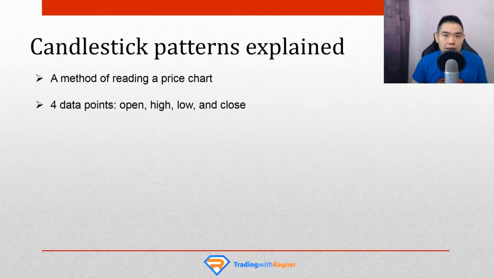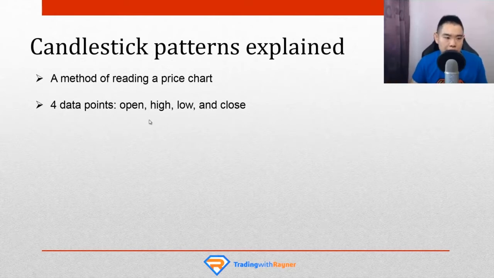One thing to understand is that there are 4 data points for every candlestick. You have the opening price, the closing price, and the high and low of the session. So if your candlestick is, let's say, on a 1 hour time frame, then the high is the highest price point over the last 1 hour, and the low is the lowest price point over the past 1 hour.